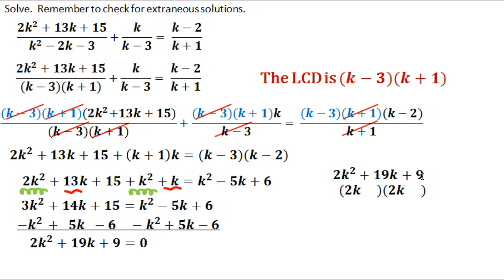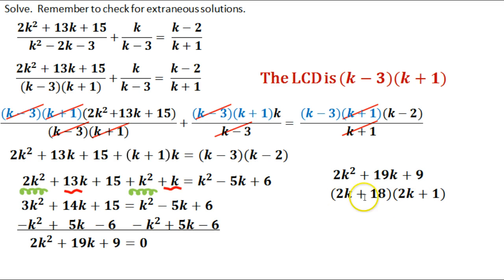So we need two numbers that multiply together to give us 18, but add together to give us 19, this b value here. Multiplied together give us 18, add together give us 19 would be 18 and 1. So I'm going to fill those in right here. I've got an 18 and a 1, and it doesn't matter what order you put those in because both of them have the 2k, so it doesn't change anything.